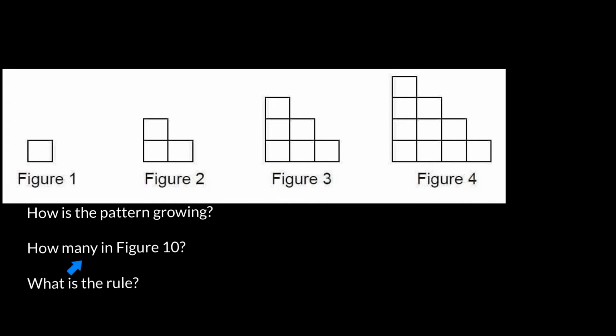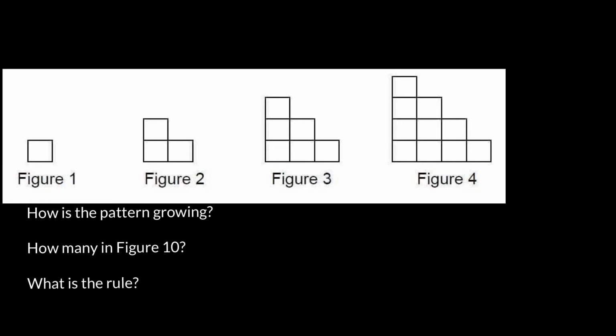I've condensed it to three, but there's more than this. But I thought I'd just bring it down to this. This should be enough. How is the pattern growing? How many in figure 10? Because we have 1, 2, 3, 4. How many in 10? And then what is that general rule?